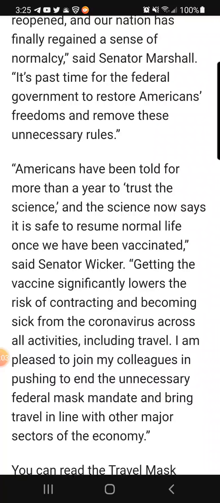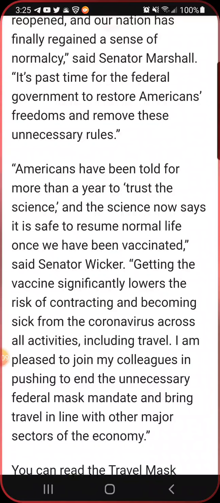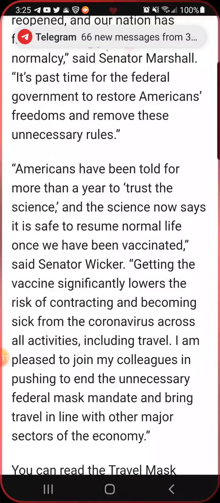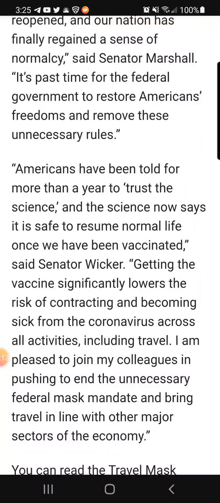So, Senator Wicker said Americans have been told for more than a year to trust the science. Which science will that be? The fake one? I think that's where Fauci the Weasel came in. Except one thing, Fauci the Weasel, the real one, is at Gitmo while you're watching the fake one on TV. Hello, wake up!